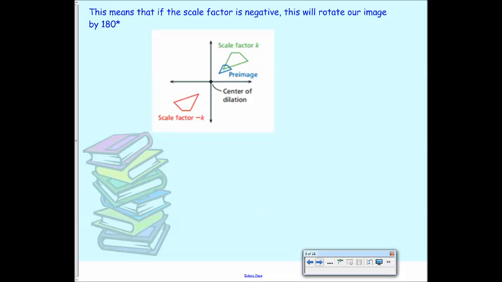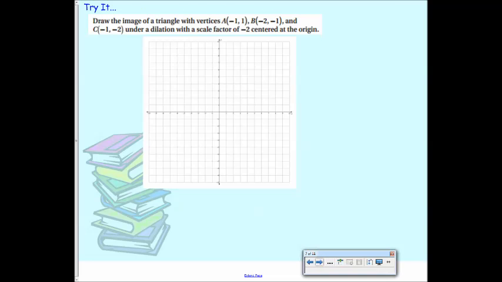Okay, so if I draw this pre-image with vertices A, B, C, under a dilation with a scale factor of -2, is that going to get bigger or smaller? Bigger. It's going to get bigger because you're multiplying everything by 2, but it's -2, so it's also going to do what? Flip. So wherever it is, it's going to rotate 180 degrees.